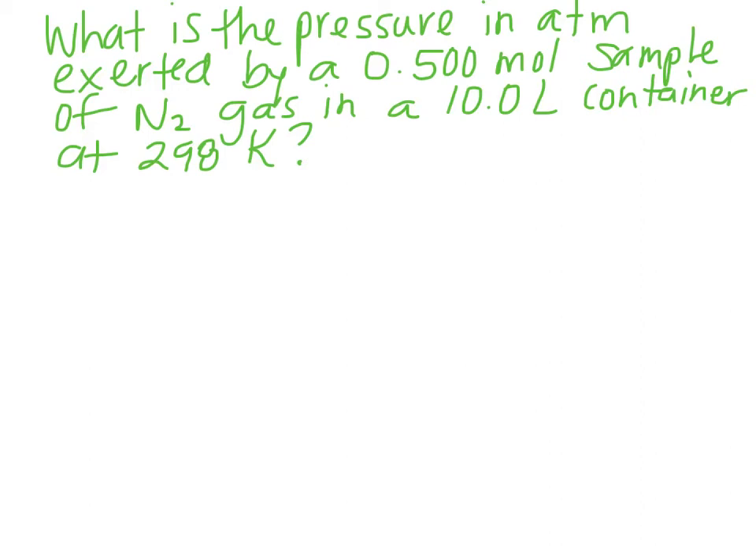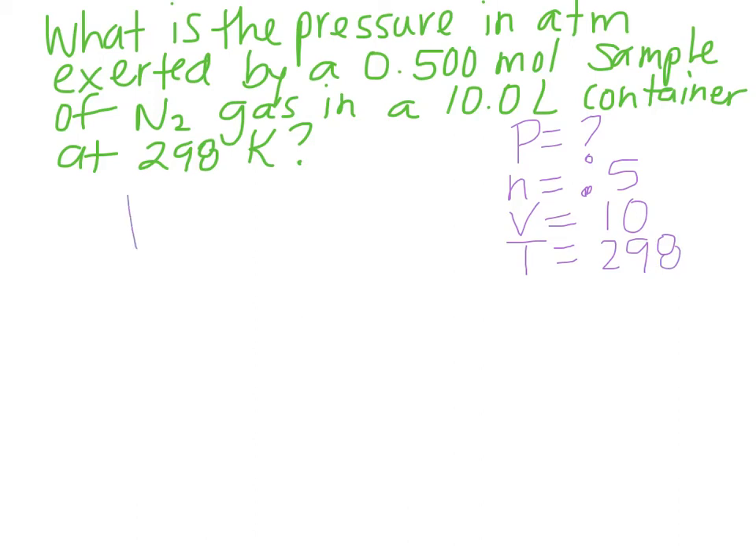So the problem reads, what is the pressure in atmospheres exerted by a 0.5 mole sample of nitrogen gas in a 10-liter container at 298 Kelvin? So the question is wanting to know the pressure, so we're going to be looking for P. They gave us the number of moles, so that's going to represent 0.5 in our formula. They also gave us volume, which is 10 liters, so we're not going to have to convert that. And then they gave us the temperature, which is 298 Kelvin. We also do not have to convert that.